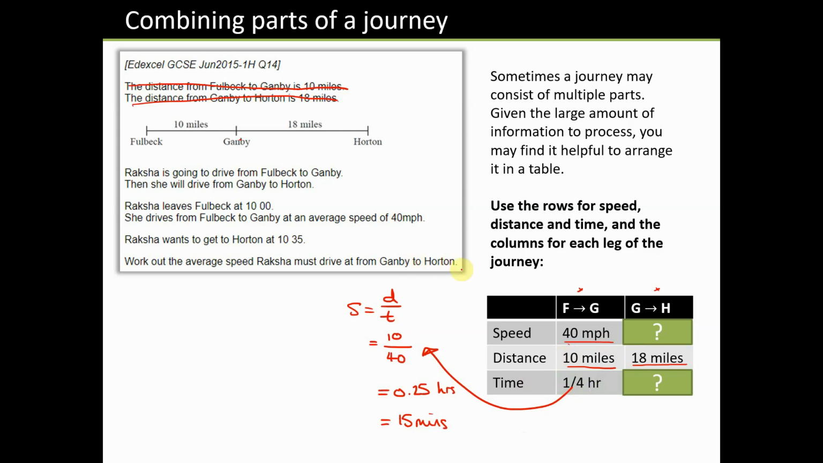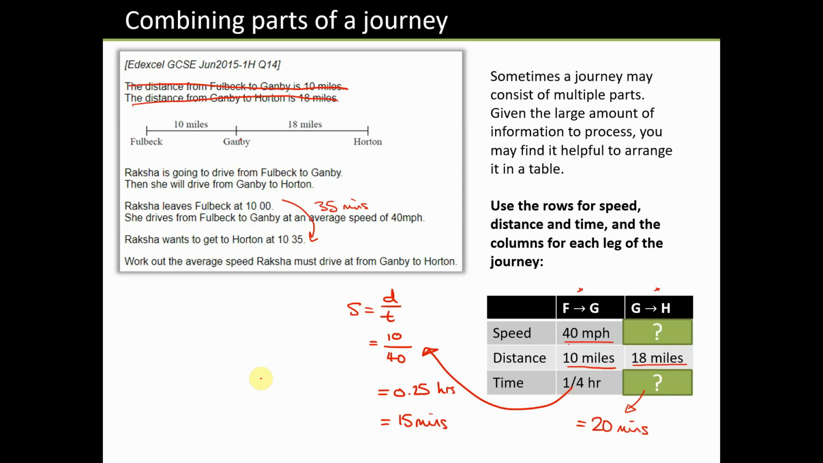Well, we're going to use this to find some other information. So if she wants to get to Horton by 10:35, that is 35 minutes. So we know this time must be, take a guess, what must it be? It must be 20 minutes because we've already driven for 15. So the longest she can spend on this part of the journey if she wants to get there on time is 20 minutes.